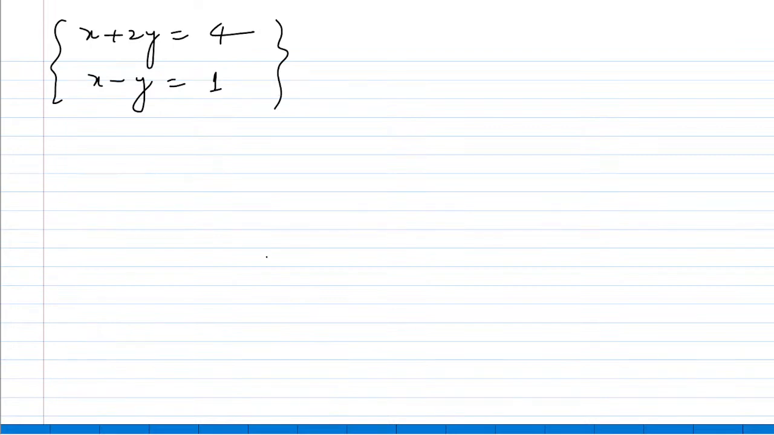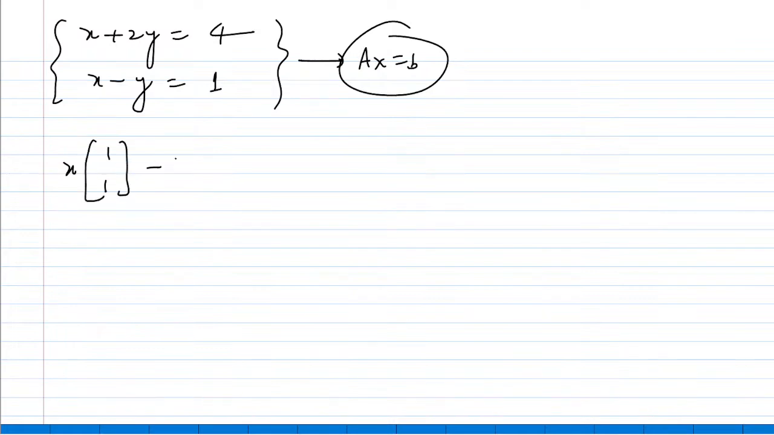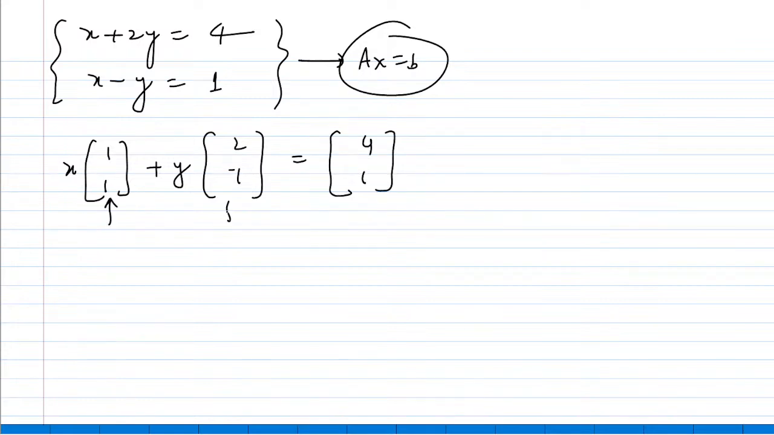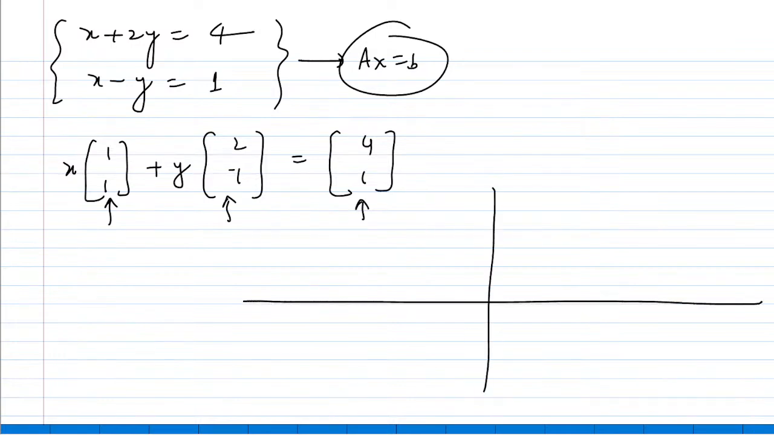Perfect. If we have got two equations, then we can write them immediately in terms of Ax equal to b, or we can write them in terms of a linear combination of column vectors. So x times (1, 1) plus y times (2, -1). This should give you the resultant. There is column 1, this is column 2, and this is the next column, the resultant column, you can say. Now we are plotting this on the xy plane. So (1, 1) will be here, this is (1, 1), right?